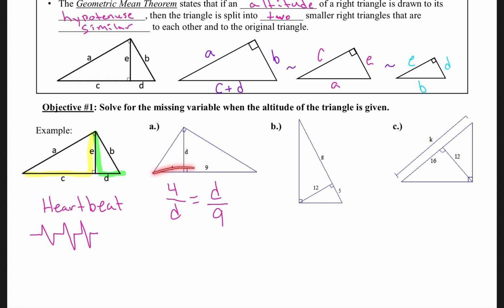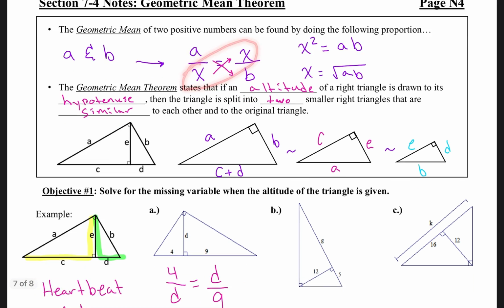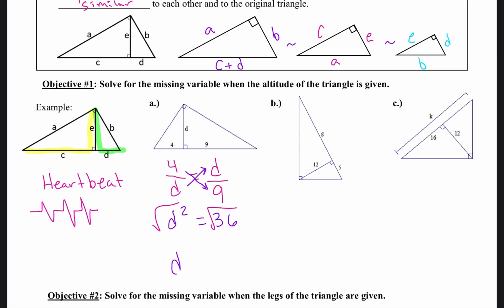And you can see that this looks exactly like what we talked about up here, the geometric mean, where these two numbers are the same number. These two are the same. So that represents a geometric mean. So let's go ahead and cross multiply that. So D times D and 4 times 9. D times D is going to give us D squared. 4 times 9 is going to give us 36. And I'm going to have to square root both sides. And that gives us D is equal to 6.